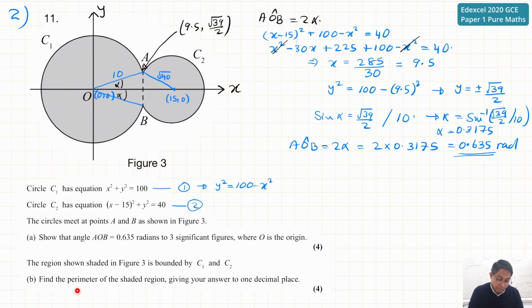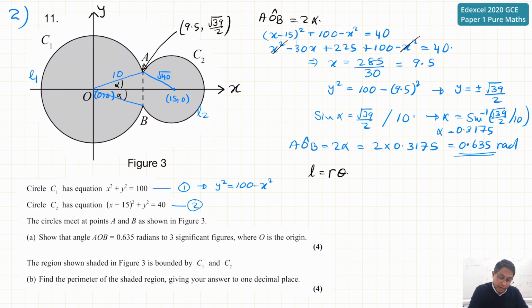Let's see how we can do part B. We have to find the perimeter of the shaded region. What we can do, we have to find this arc length, take it as L1, and you need to find this arc length, take it as L2. Basically, we need to find L1 plus L2. Arc length is given by this formula, r theta. Theta should be measured in radian.